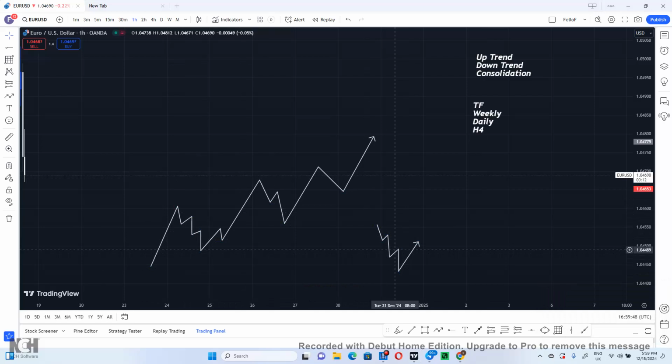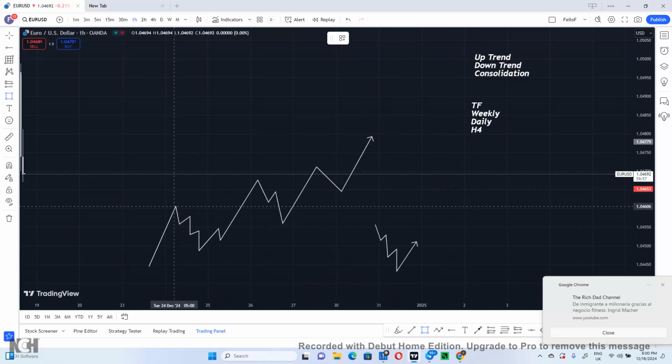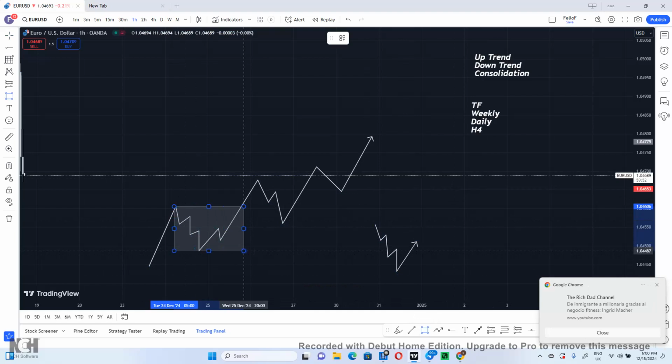Now that price has changed character, what do we expect? We now expect to start seeing a bullish move. So looking at this zone, this is where we are working on. Let me show you. This is exactly what we are looking at. This zone of the chart.